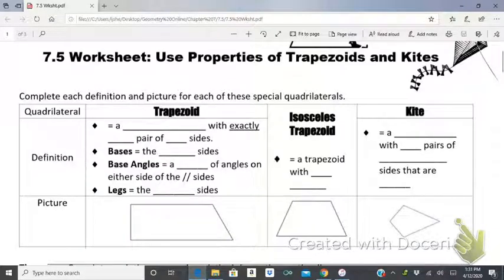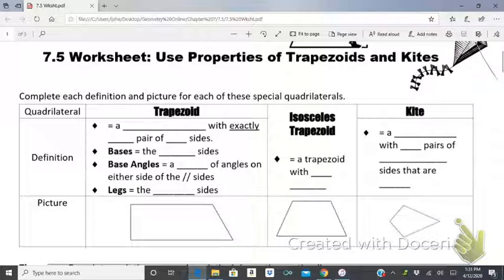Alright, so this is by far the toughest section in Chapter 7 because there's three different types of shapes, really two different types of shapes with one little twist on one of them. But this is the most challenging part of this chapter. Alright, so it starts out with something called a trapezoid.